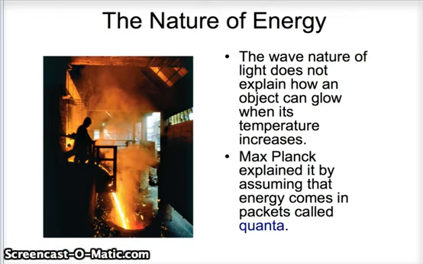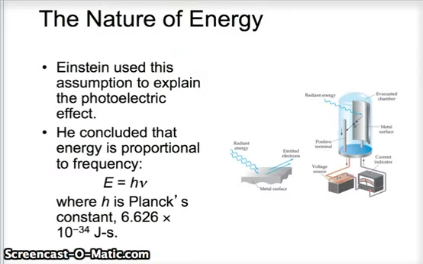And how this was explained was by Max Planck. What he basically said is, okay, there is an energy packet associated with this. He called it a quanta. Well, Einstein took it one step further. And what he said is, okay, the quanta is actually light. So what he did is he discovered the photoelectric effect. And this is actually what he got his Nobel Prize for.